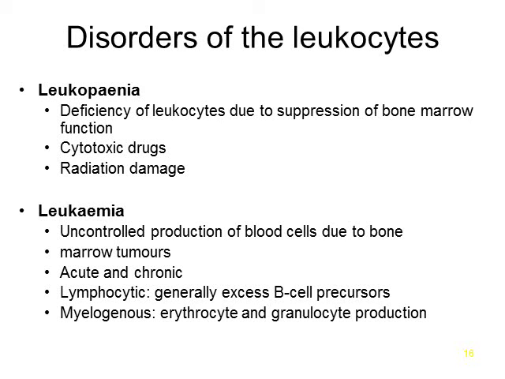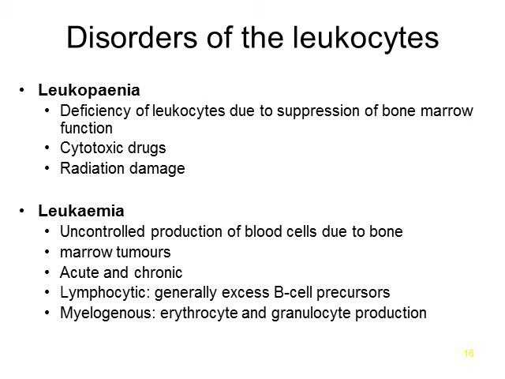Disorders of the white blood cells are slightly different. You have leukopenia, which is a deficiency of the leukocytes due to suppression of bone marrow function. Usually we see this occurring as a side effect of cytotoxic drugs and radiation damage. Alternatively, there's leukemia, which you will all have heard of, which is an uncontrolled production of blood cells due to bone marrow tumours. You can have chronic and acute forms of leukemia, and depending on which lineage those cells have come from determines the name we give it.